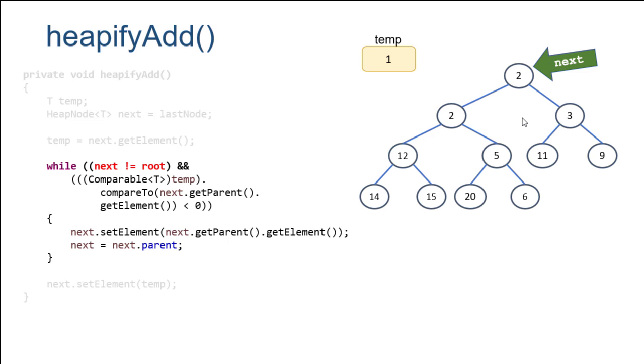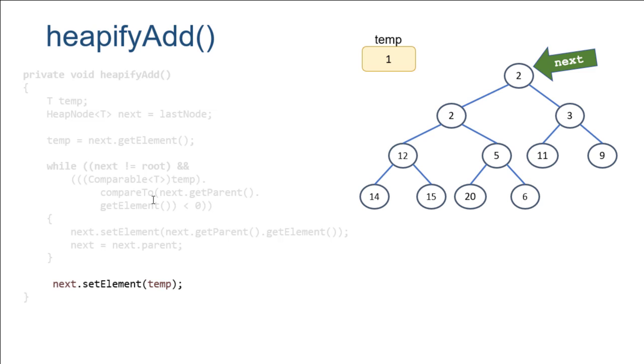Well, when that happens, now this comparison fails. So we exit the loop, and we're going to set the element where next is pointing to our temp value, which is the value we added. And so now our heap is done. So that's a quick introduction to addElement and how its helper methods work.